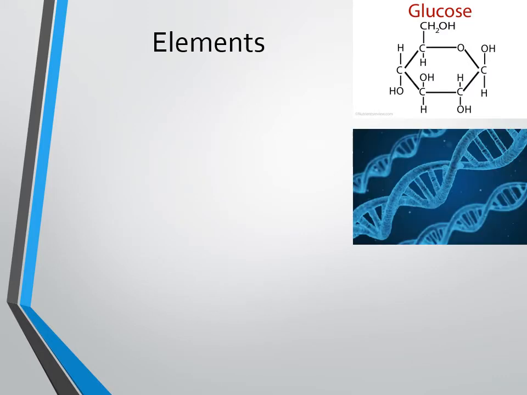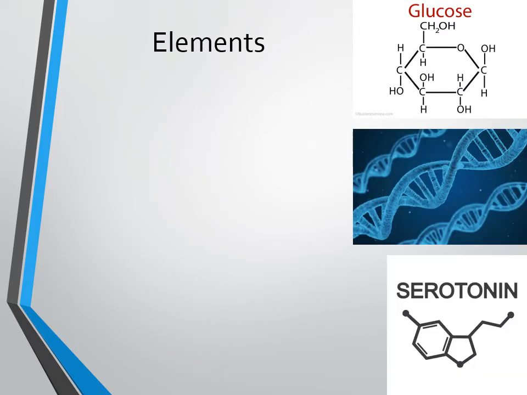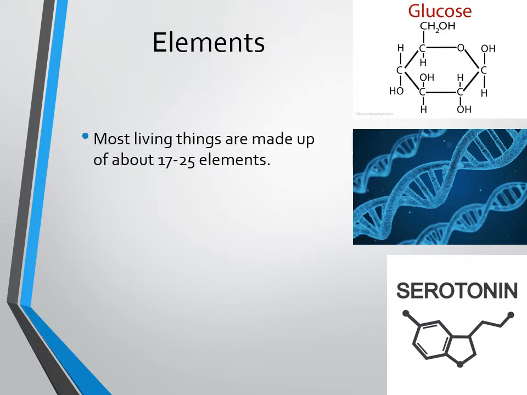Okay, you can see glucose here at the top. We have a DNA strand, and then there's serotonin. So most living things are made up of about 17 to 25 elements. Like I told you, most of your body is composed of carbon, oxygen, hydrogen, nitrogen, and phosphorus. So you can see in this glucose molecule, we have carbon, hydrogen, and oxygen. In your DNA, you have carbon, nitrogen, and phosphorus. And then in serotonin, there's also carbon, hydrogen, and I believe oxygen.